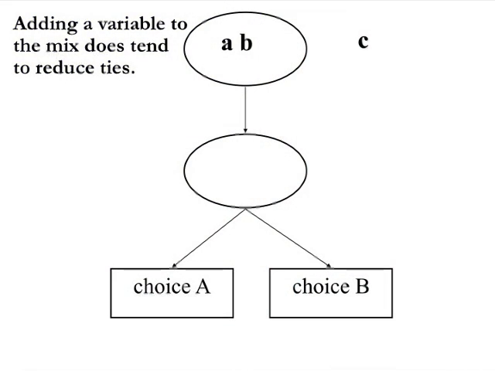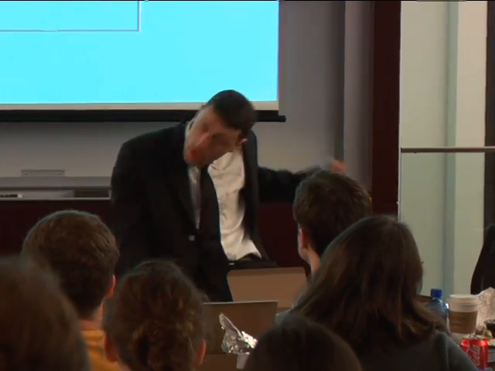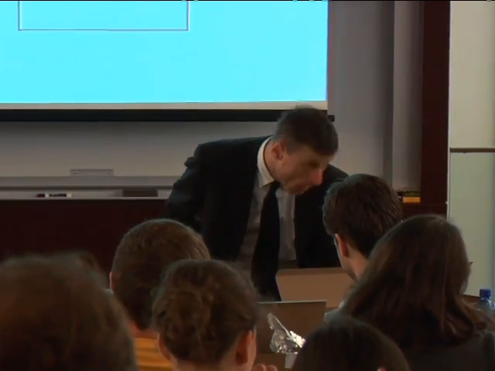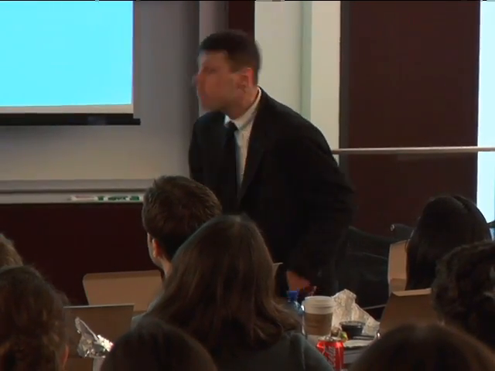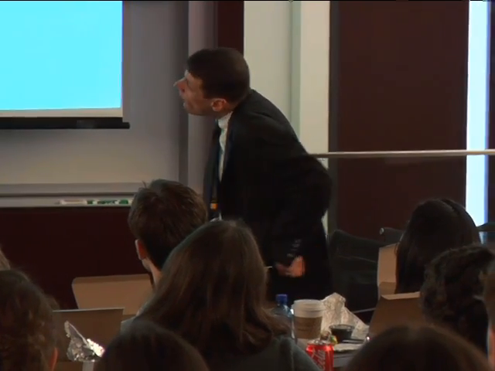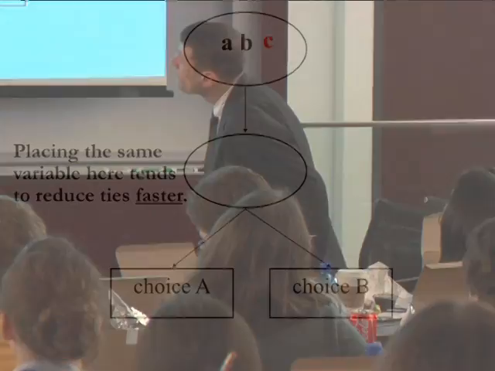Okay, so to illustrate these possibilities, suppose you've, again, got three variables you believe are relevant to a decision. Using only two variables to make the decision is likely to produce more ties, more situations of equipoise, than adding a third variable. So if you think variable C is relevant, throw it into the mix, and adding this variable does tend to reduce the probability of a tie. Not all the time, but most of the time it's going to reduce the probability of a tie. Okay, so that's a possibility.